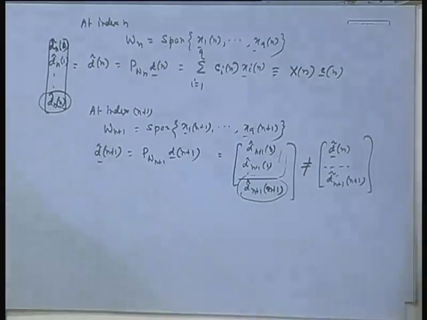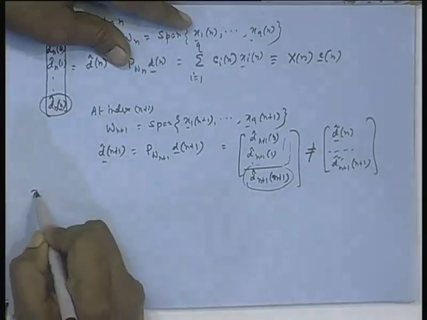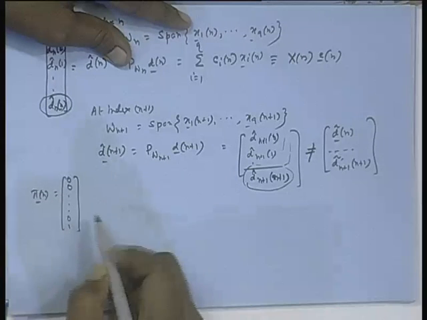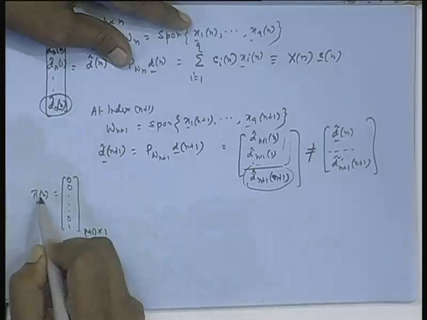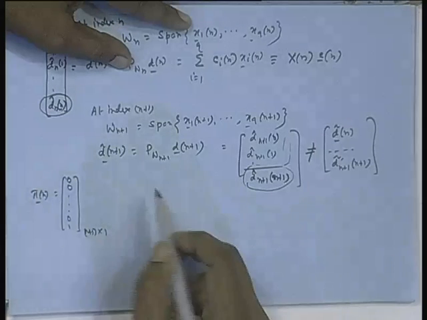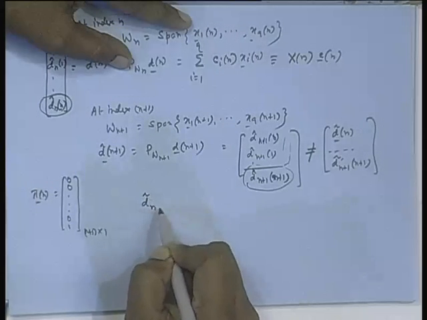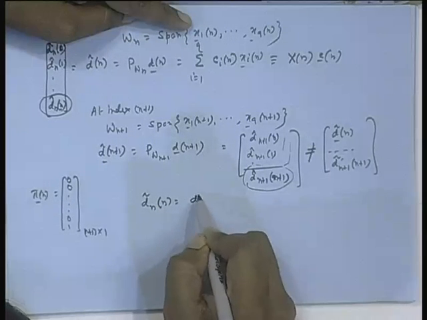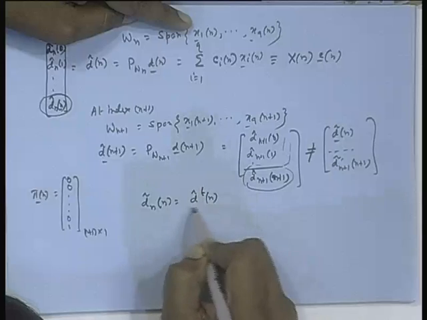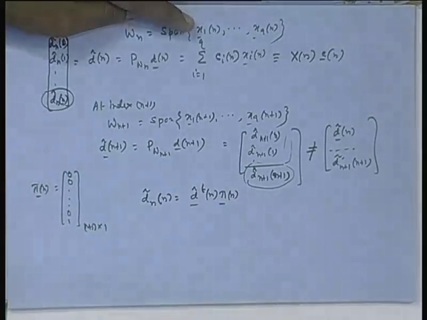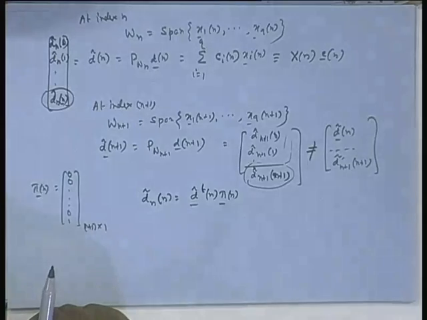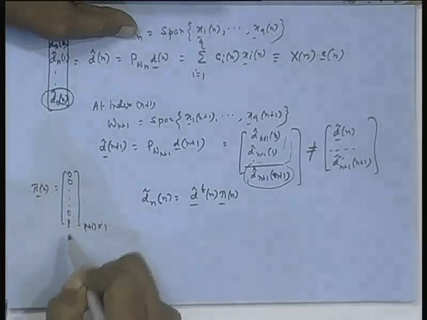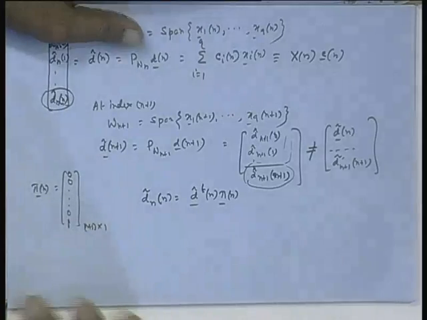I define a vector called the pinning vector, pi n, which is 0, 0, 0, 0, 0 and only 1 at the (n plus 1)th position, an (n plus 1) into 1 vector. I will be interested in the coefficient d cap n n, which is d cap transpose n pi n. Very simple, the last element will be picked up. See the structure of pi n: it has zeros and only a 1. It just picks up the last guy.